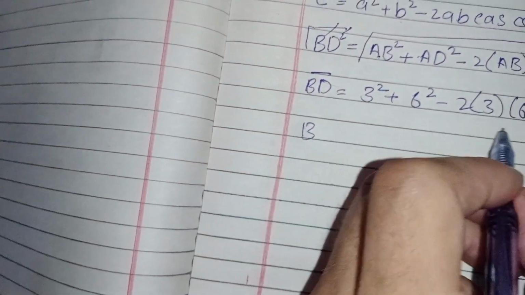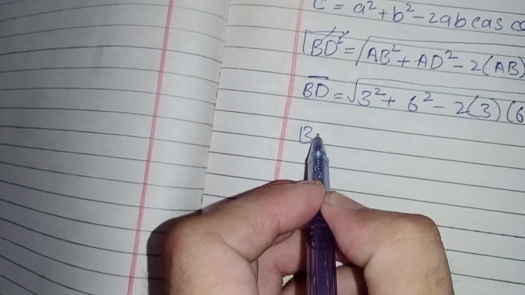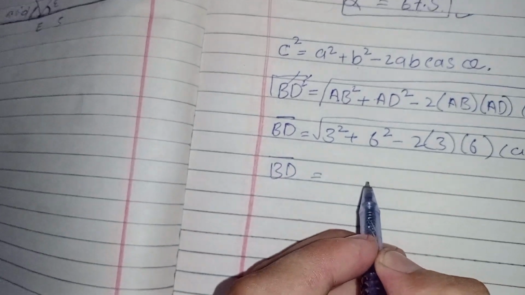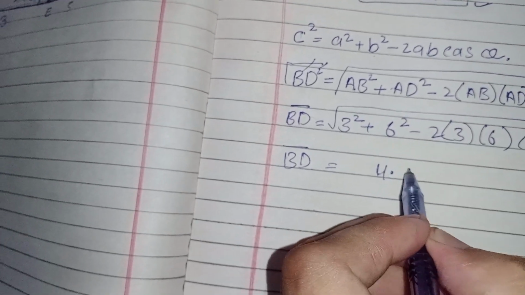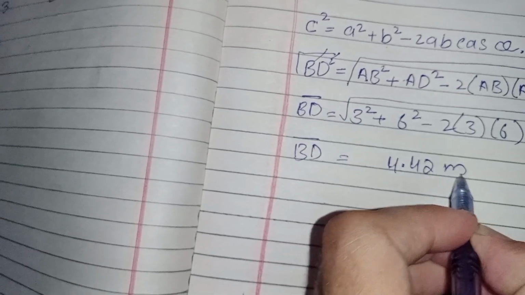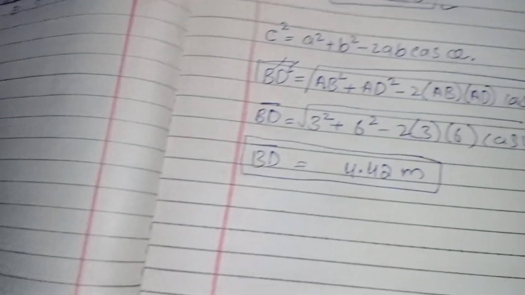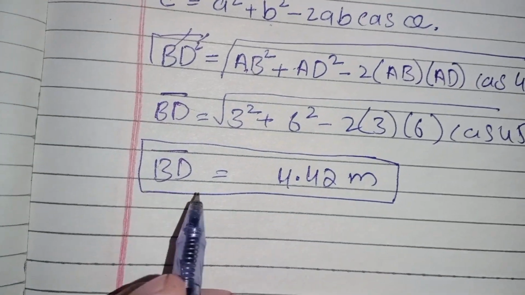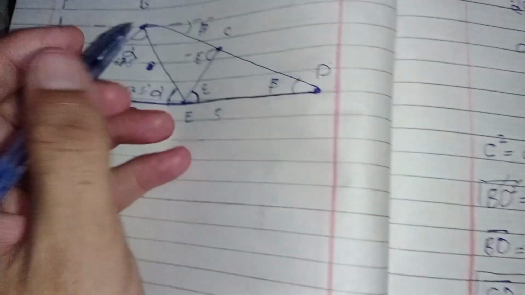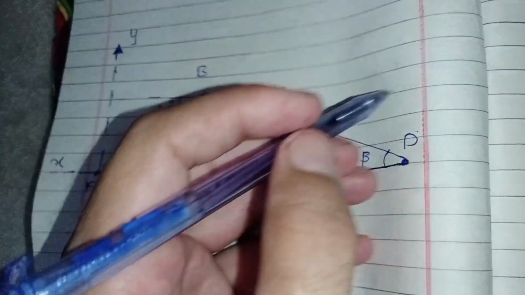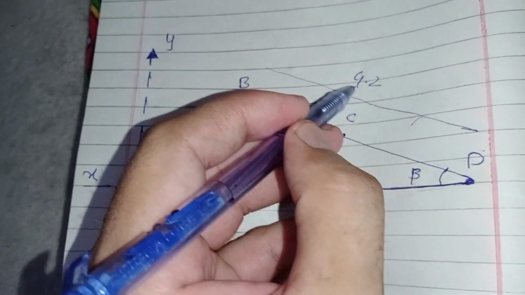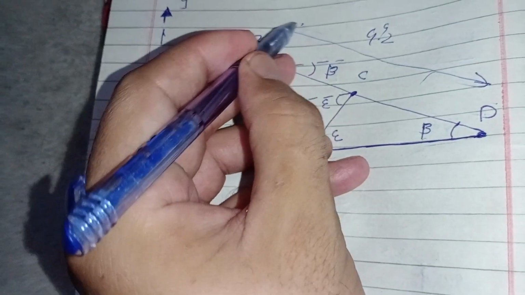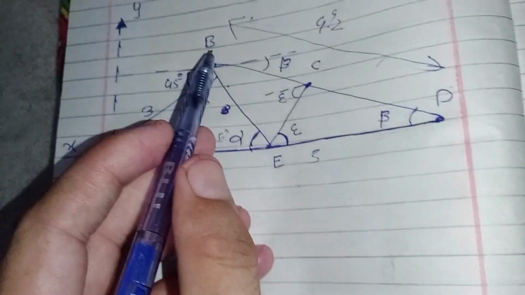So BD, when you calculate this on your calculator, the answer will be 4.42 meter. So the length BD is 4.42 meter. This length is 4.42 meter. Okay, 4.42 meter. So what will be this length?